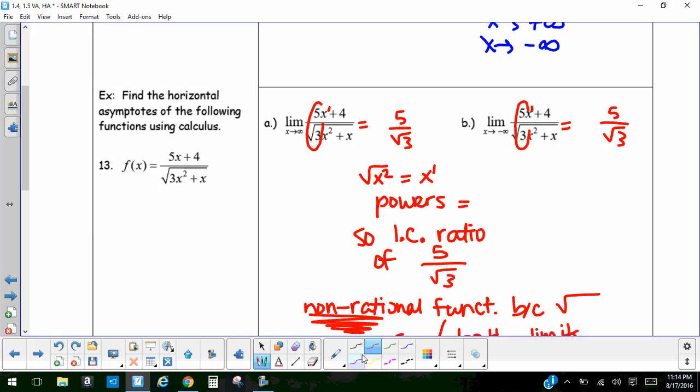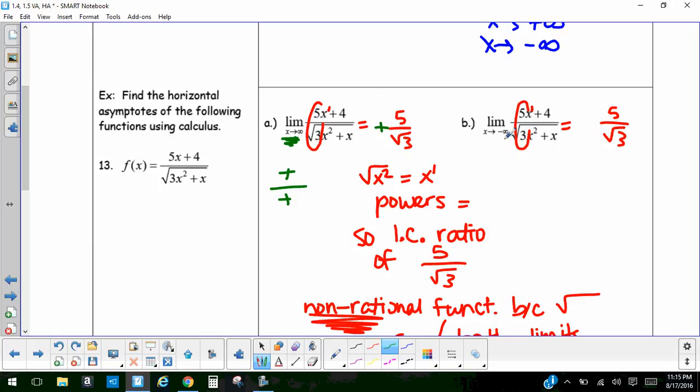Okay, and now as I go through and I think through the signs, x is going to positive infinity here. So positive number multiplied by 5, add 4 on top, that's going to stay positive. On the bottom, positive number, you square it, positive still, multiply by 3, positive still, add to it, again a positive number, so positive still. Square root's not going to change that. So this is positive 5 over square root of 3.